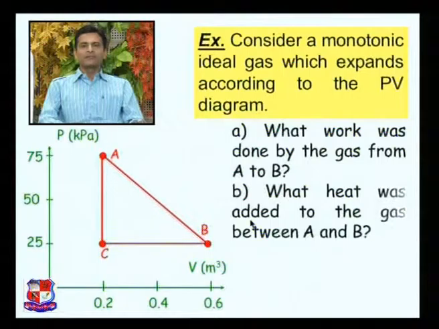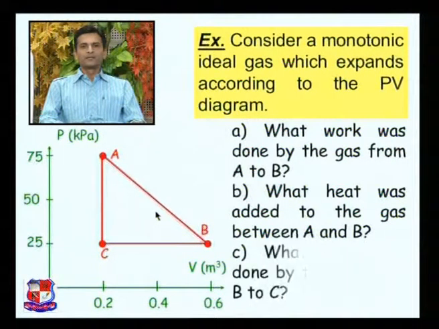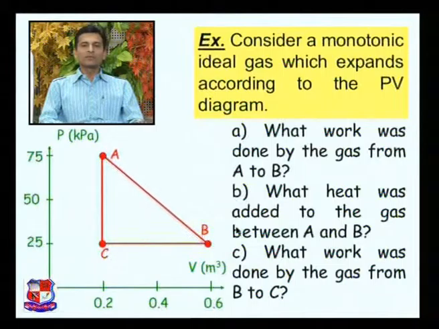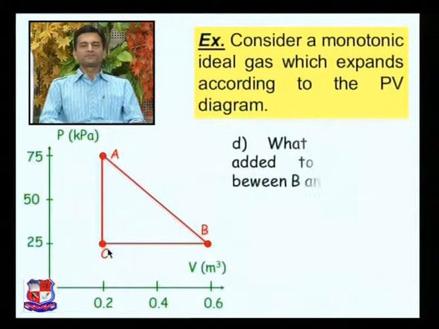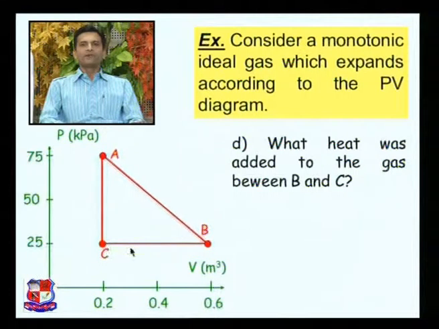Question B: what heat was added to the gas between A and B? So from A to B, what is the work and what is the heat added? C: what work was done by the gas from B to C? First A to B, then B to C, what is the work done? Then the fourth question: what heat was added to the gas between B and C?